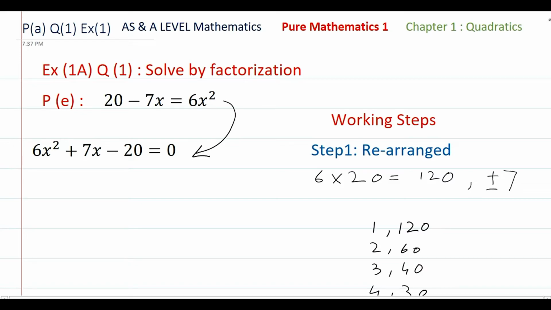Our second step is factorization. First of all, we'll multiply 6 with 20 and you will get 120, and you have to find the pair which is most suitable. When you multiply that pair, you will get 120, and when you add or subtract, you will get 7.